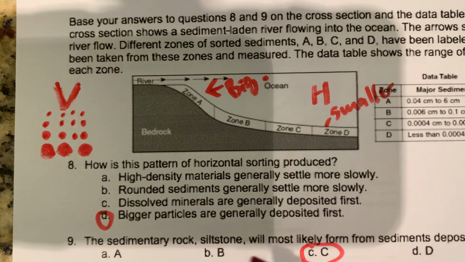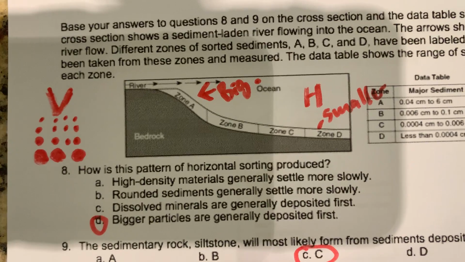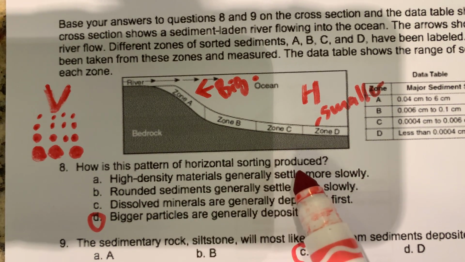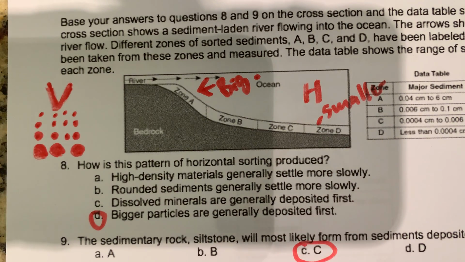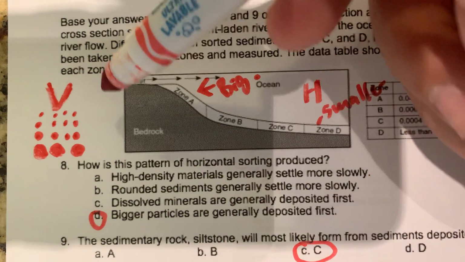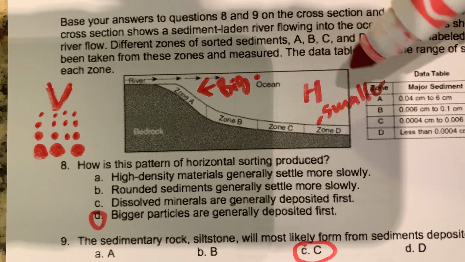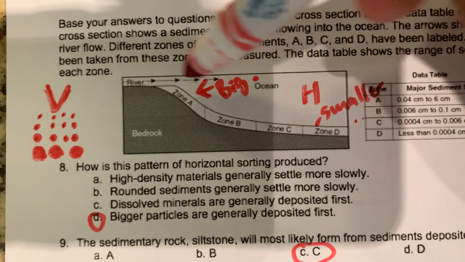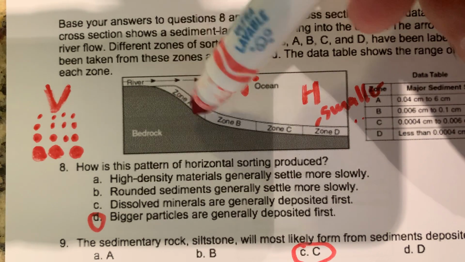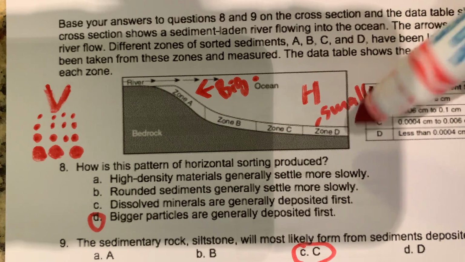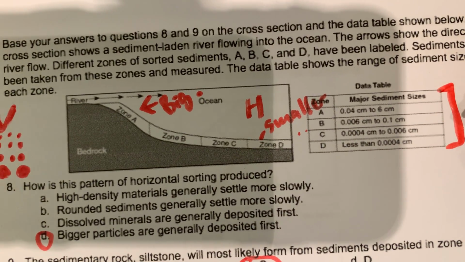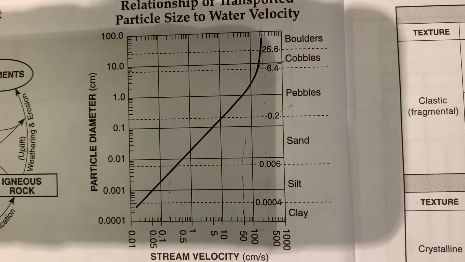Okay, so how is this pattern of horizontal sorting produced? Well, in this model, the bigger particles generally deposit first because the river's coming from this way. Silt and clay particles might float and be in suspension a little bit before they finally settle. So that's why you get the bigger particles, boulders and cobbles, here, and it gets smaller as you go along. And again, you need to look at these sizes, and that relates to page 6 of the ESRT.